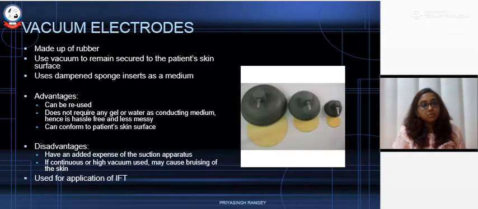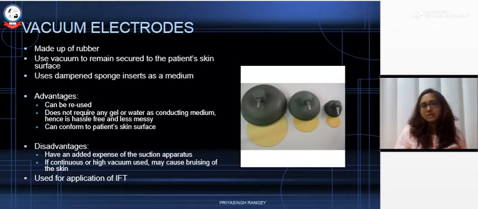Next is the vacuum electrodes. Vacuum electrodes, like rubber electrodes, are also made up of rubber. As you can see in the figure, you have a rubber electrode which is shaped like a cup. Why do we need this cup shaped kind of electrode? Because we want to create a good vacuum, and we want it to be cup shaped so that we get a good vacuum, we get a good sealing effect. So we use vacuum in order to secure the electrode to the body tissues.